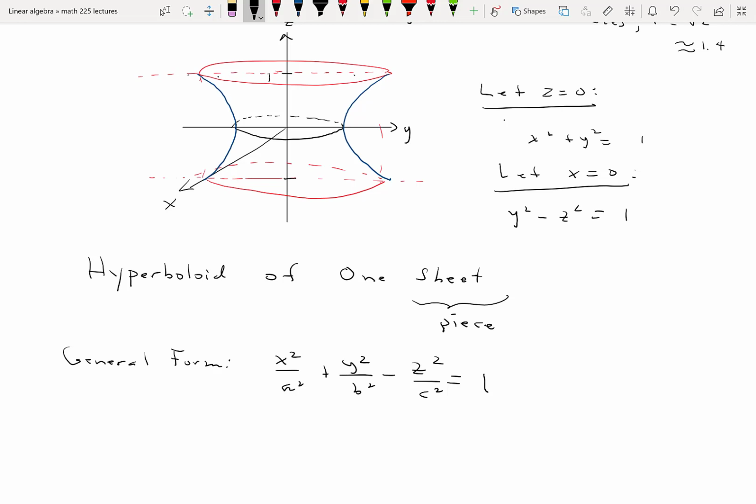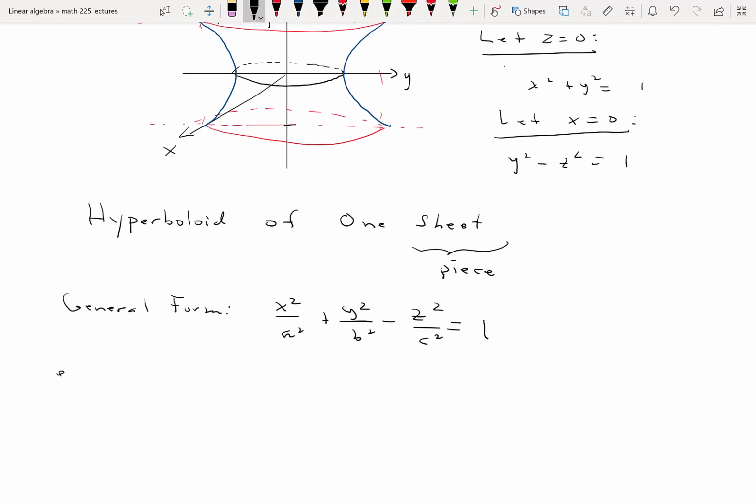So hyperboloid of 1 sheet as opposed to what? Hyperboloid of 2 sheets. Let's take a look at our last example. Our last form: x squared, just like before, plus y squared, just like before, minus z squared, just like before. What's left? Equals -1. Okay. Notice the signs in the hyperboloid of 1 sheet: plus, plus, minus, equals plus. Hyperboloid of 1 sheet has 1 minus sign.